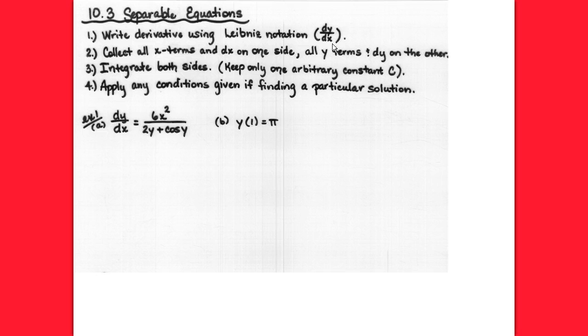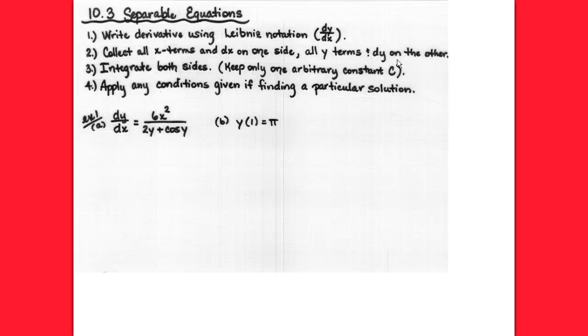So step number two, I'm going to get all of my x terms on one side and put the dx with it by moving it over, multiplying by it, whatever I need to do. And all my y terms on the other side with the dy. I cannot integrate x and y at the same time on one side. I need to separate them. I need to get all of the x's on one side and all the y's on the other side, and then I'll be able to integrate in terms of whatever variable I'm working with.